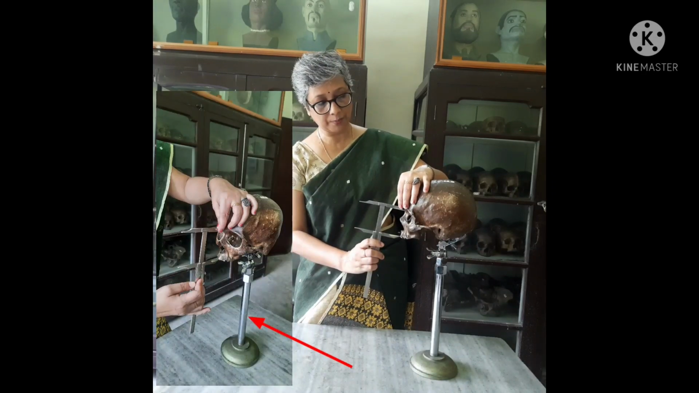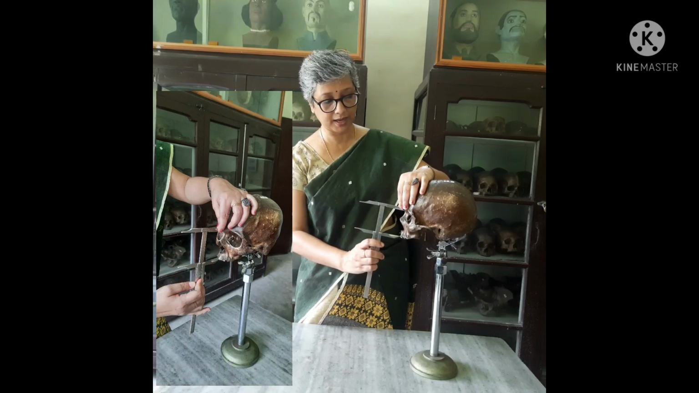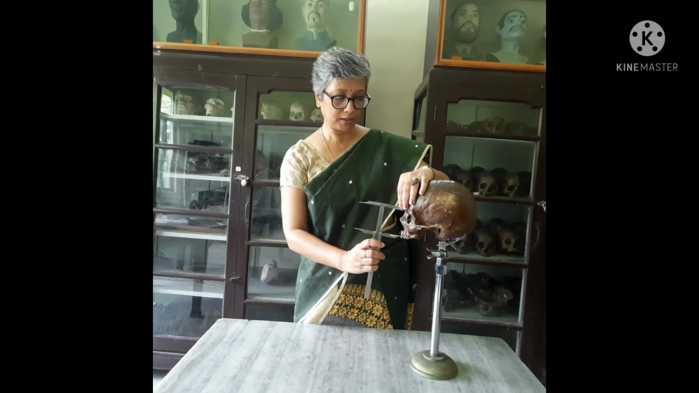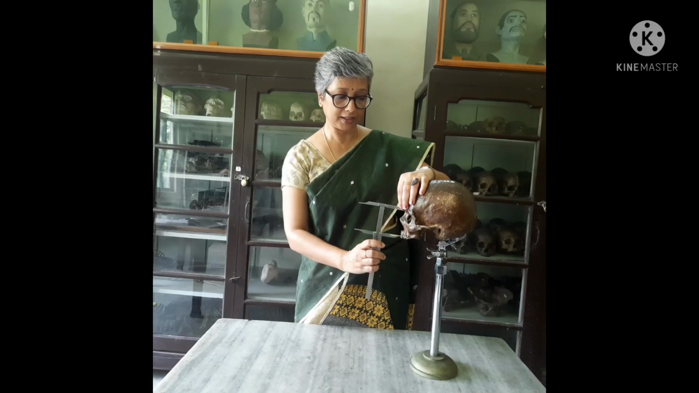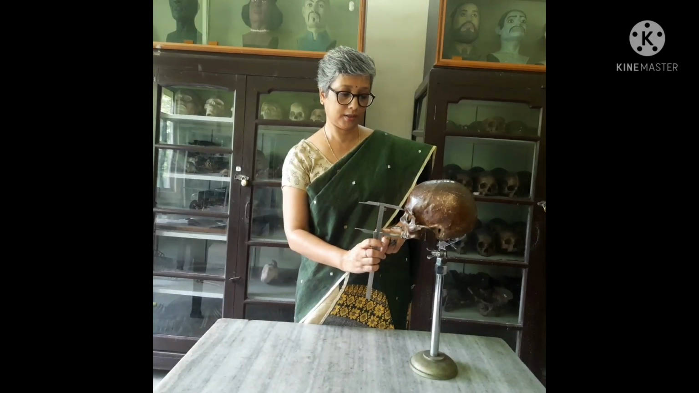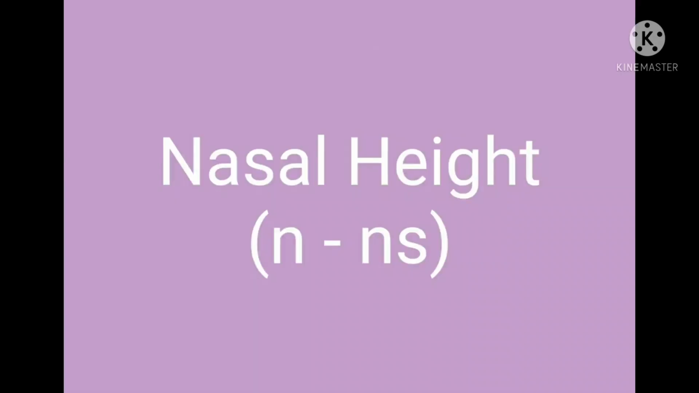The upper arm of the sliding caliper is at the nasion point and the lower is at the prosthion point. The maximum upper facial height has to be read on the scale which is on the sliding caliper.